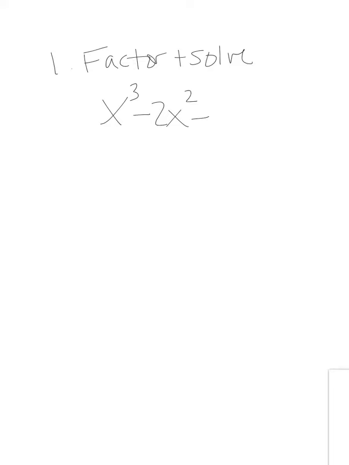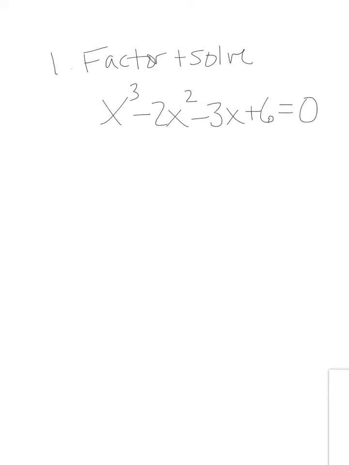Before we start taking notes, get out a blank sheet of paper and we're going to do some problems. So first, what I'd like you to do is factor and solve the following equation. X to the third minus 2x squared minus 3x plus 6 equals 0. Now please pause this video and really spend a few minutes thinking about how you could factor and solve this equation.